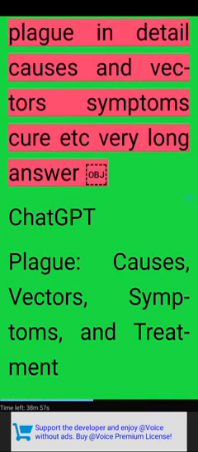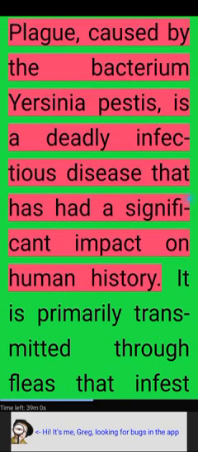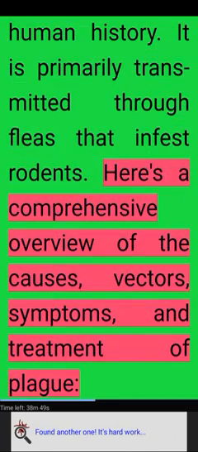Plague in detail: causes and vectors, symptoms, cure, etc. Very long answer. ChatGPT. Plague, causes, vectors, symptoms, and treatment. Plague, caused by the bacterium Yersinia pestis, is a deadly infectious disease that has had a significant impact on human history. It is primarily transmitted through fleas that infest rodents. Here's a comprehensive overview of the causes, vectors, symptoms, and treatment of plague.